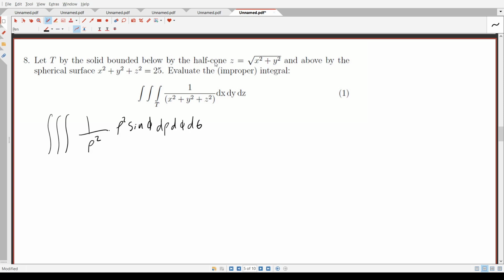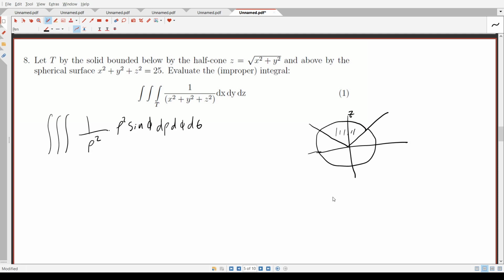Okay, so now what do these look like? This is a cone. It's going to look like this, but rotated all the way around the z-axis. So it actually looks like a cone. And then x squared plus y squared plus z squared equals 25 is going to be a sphere with radius 5. So I'm interested in this region here.